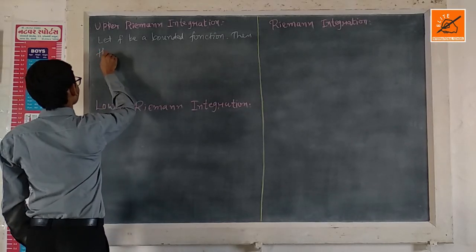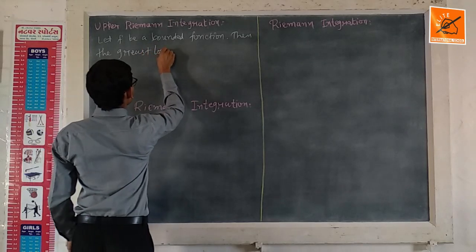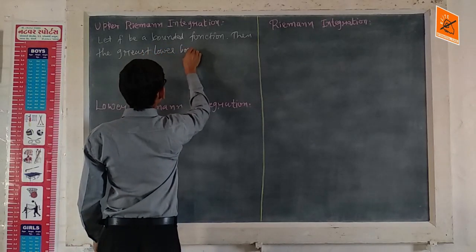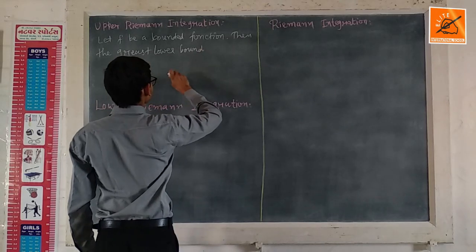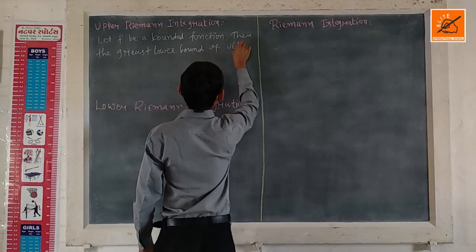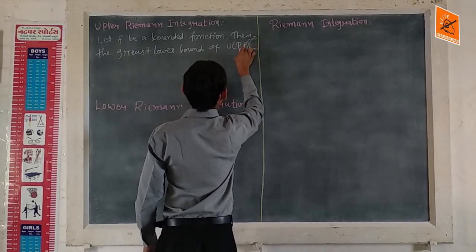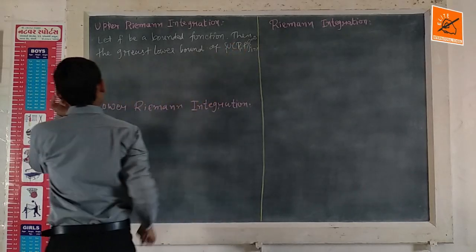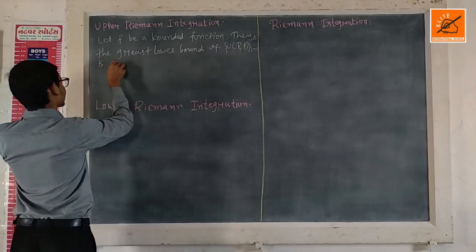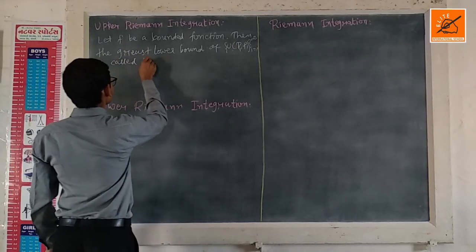then the greatest lower bound of the set of upper Riemann sums is called the upper Riemann integration.